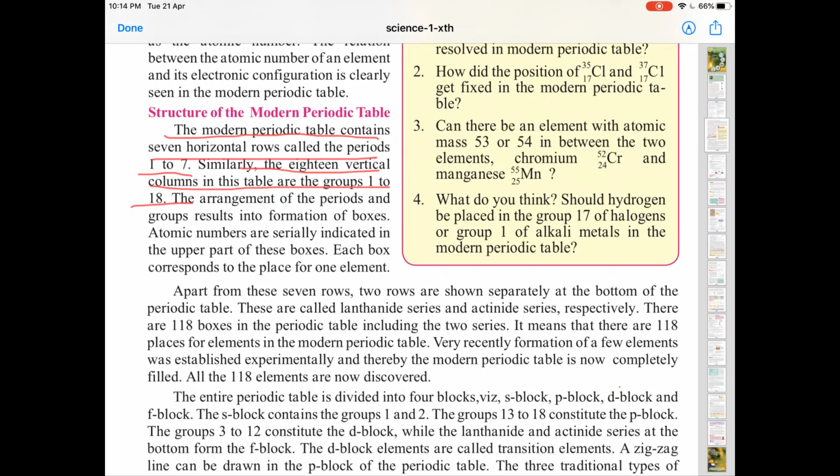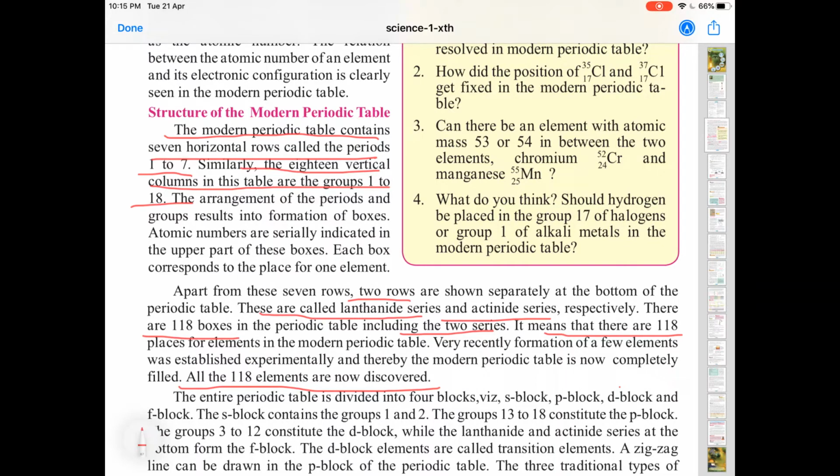Now, if you look at the modern periodic table, you will find that apart from these rows and periods, you have 2 separate rows at the bottom. Those 2 separate rows are the lanthanide series and the actinide series, very important elements. So in total there are 118 boxes in the periodic table, including the 2 series. If there are 118 boxes, it means that we can place 118 elements. And now all the 118 elements are discovered.